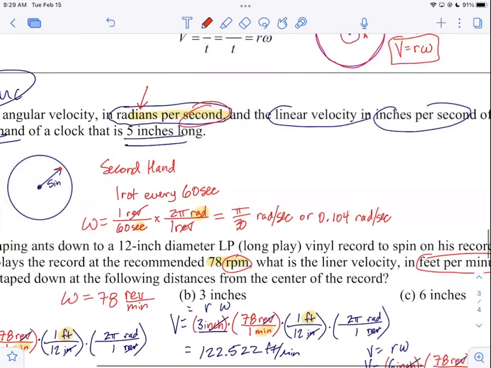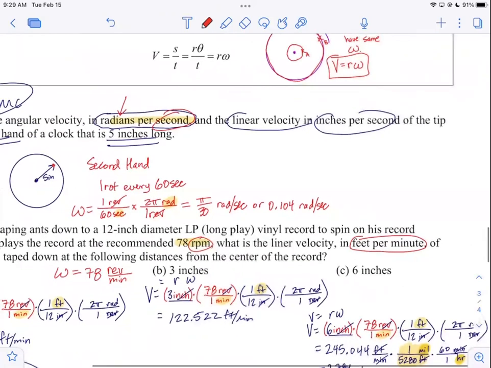Okay. And again, where did we come up with that? We supplied it ourselves from our knowledge of how clocks work, right? If you would have started with 1 revolution every minute, no big deal. You would have just converted revolutions to radians and minutes to seconds as a separate calculation. Dimensional analysis. All right. Now, the linear velocity.